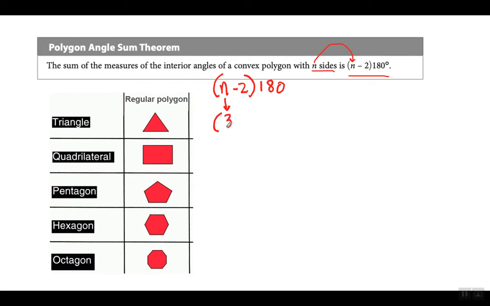Alright, so where n is, I'm going to substitute the number of sides that the polygon has. Okay, 3 minus 2 is 1, and 1 times 180 is 180. This tells me that whenever I add up all the angles of a triangle, it always has to equal 180.